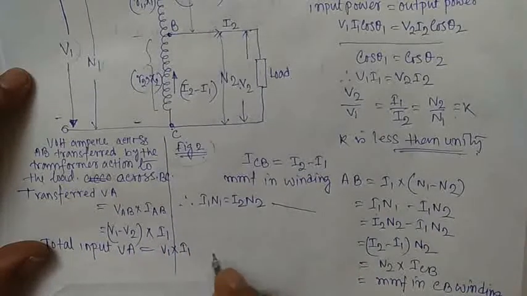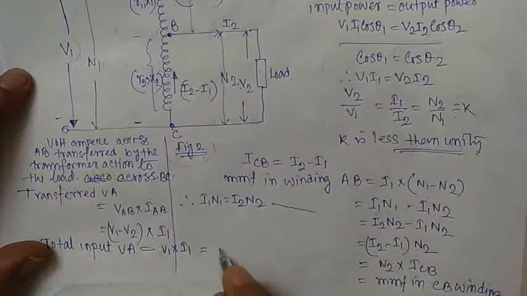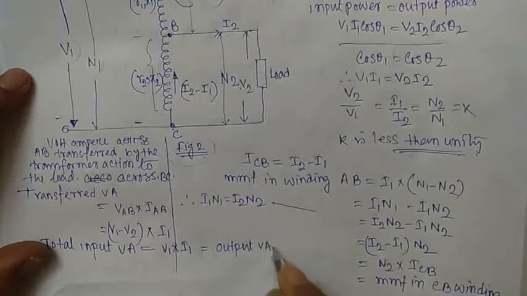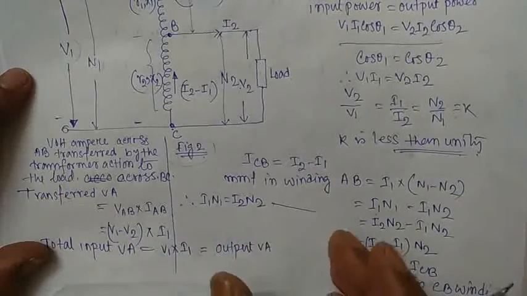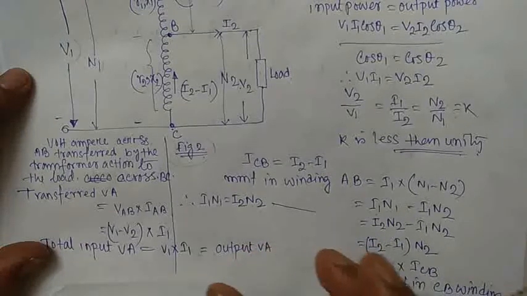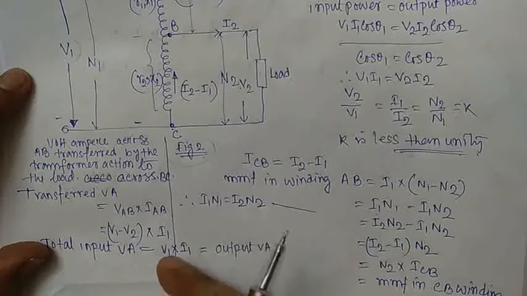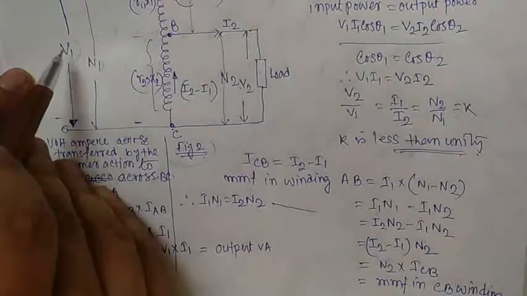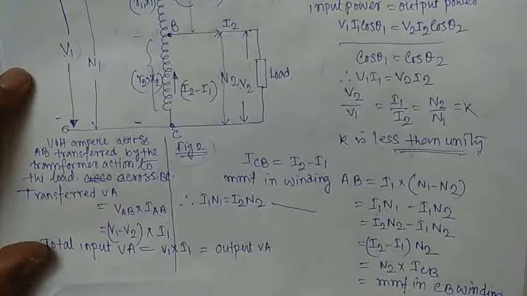That is equal to the output VA. As we are taking no losses and no leakage impedance drop, the total input VA is equal to total output VA, that is nothing but V1 into I1.